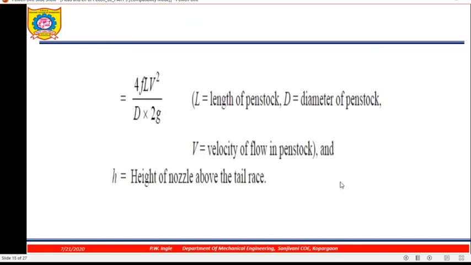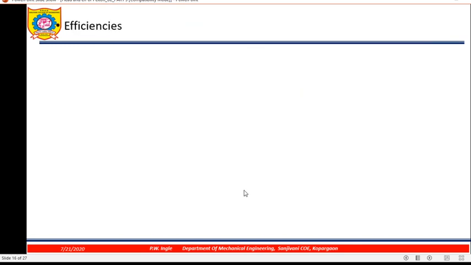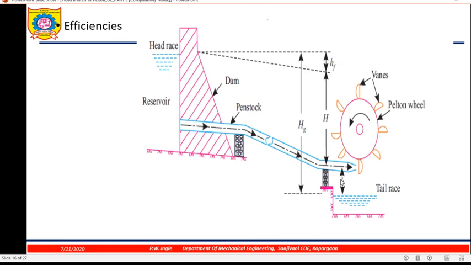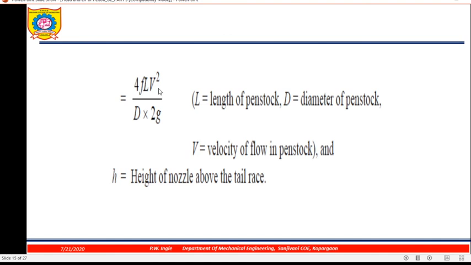Here h is the height of the nozzle above the tail race, and Hf is the loss of head due to friction. So it is 4fLV squared upon 2gD, where D is the diameter of the penstock, L is the length of the penstock, and V is the velocity of flow in the penstock.